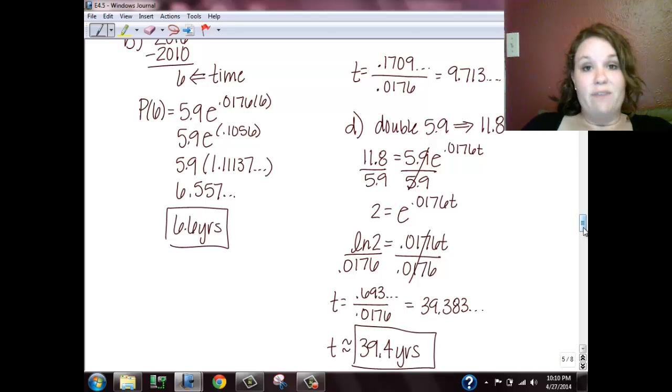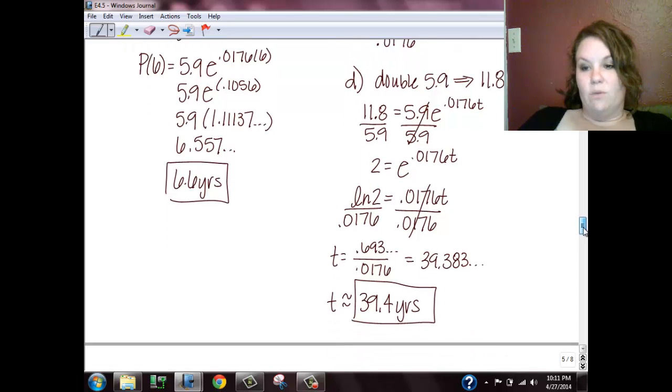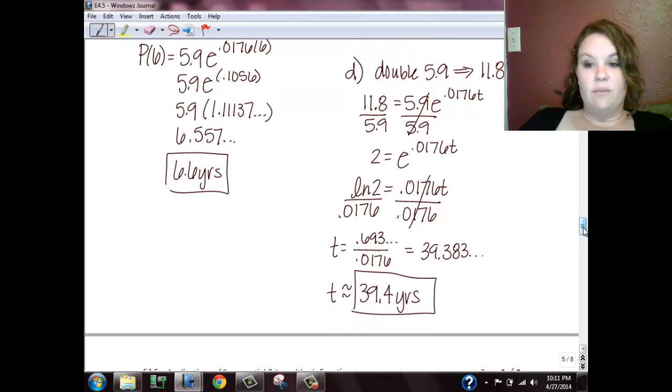Set that equal to my function, which is 5.9 e to the 0.0176t. I divide off my coefficient, which is my 5.9, which gives me 2 is equal to e to my constant times my time. I take ln of both sides so that my e will cancel, which gives me ln of 2 is equal to my exponent from the right-hand side, which was 0.0176t. And then I just divide off that 0.0176, which I worked out here and got 39.383 and some more stuff.